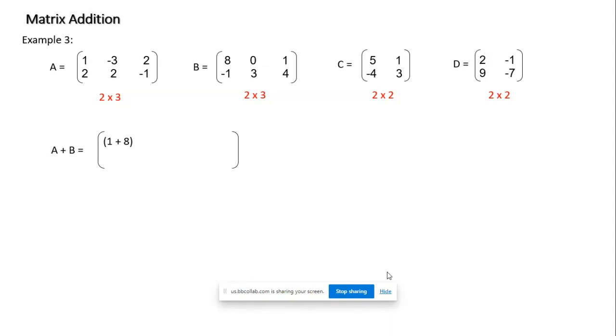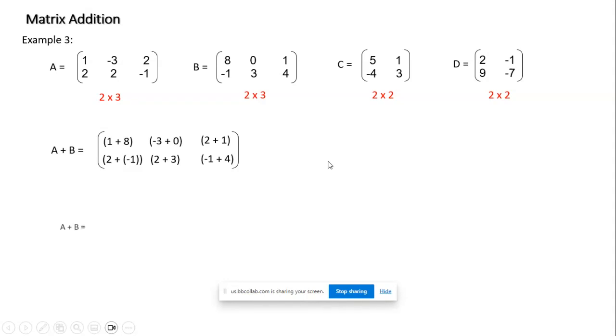So what I'm going to do is get the element in row 1, column 1 of matrix A, which is 1, and add it with the element of the second matrix B, row 1, column 1, which in this case is 8. And I'm going to do that for each of the elements. So minus 3 plus 0, 2 plus 1, 2 plus a negative 1, 2 plus 3, and negative 1 plus 4. And again, as you can see, with this last one, the negative 1 here is in row 2, column 3, and it's going to be added to the row 2, column 3 of B, which is the 4.